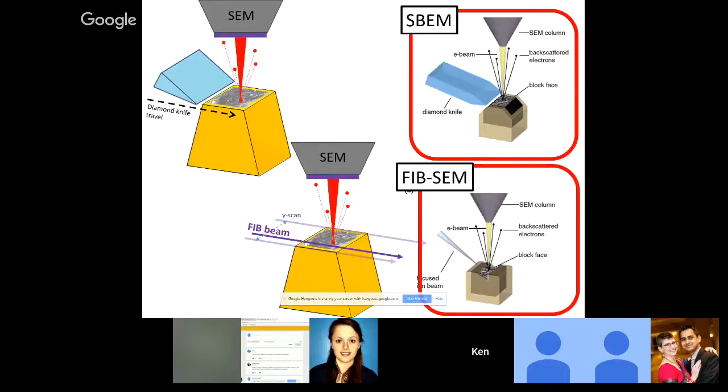This brings us to the two block face imaging techniques. S-beam, SBEM, uses a diamond knife to scrape an ultra-thin layer off the surface of a sample block prior to each scanning electron microscope image being taken. That's how it gets its 3D volumes. And FibSim essentially works the same way, except the diamond knife is replaced with a focused ion beam of gallium ions.